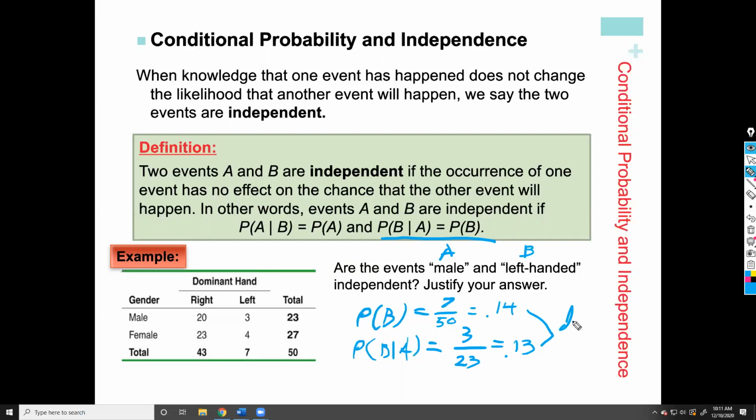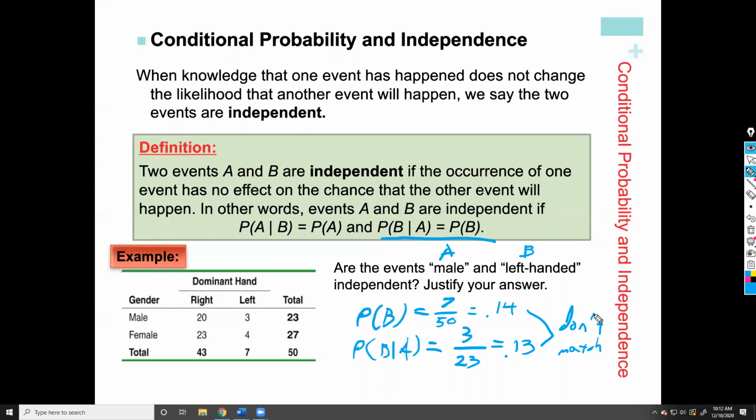They're pretty close to each other, but if they're independent, these two probabilities should be exactly the same. If they don't match, that means they are not independent. So the other way of phrasing that is that if I say I'm thinking of a person, can you tell me whether they're left-handed or not?